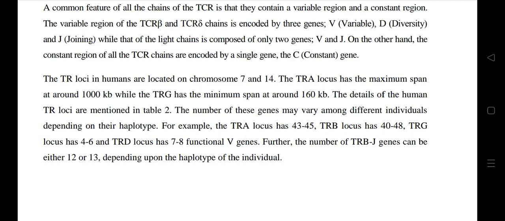The TRA locus has the maximum span at around 1000 kb, while the TRG has a minimum span at around 160 kb. The details of the human TR loci are mentioned in the table. The number of these genes may vary among different individuals depending on their haplotype. For example, the TRA locus has 43 to 45, TRB locus has 40 to 48, TRG locus has 4 to 6, and TRD locus has 7 to 8 functional V genes. Further, the number of TRBJ genes can be either 12 or 13 depending upon the haplotype of the individual.